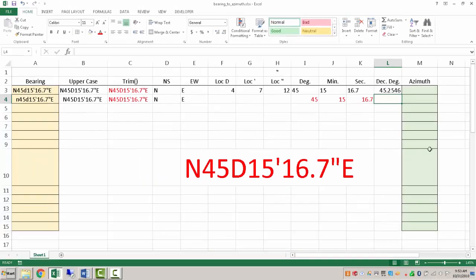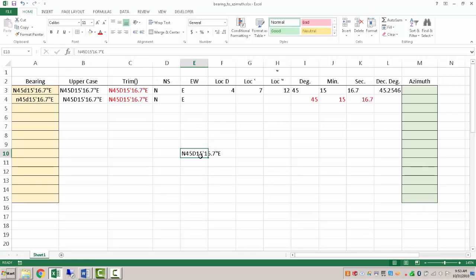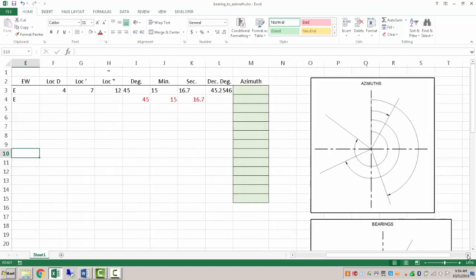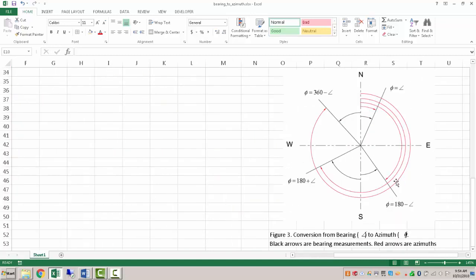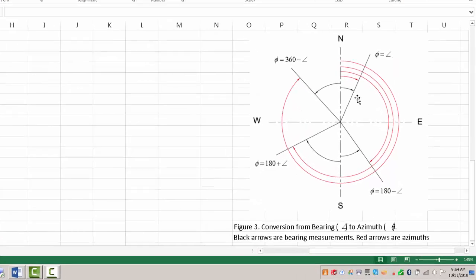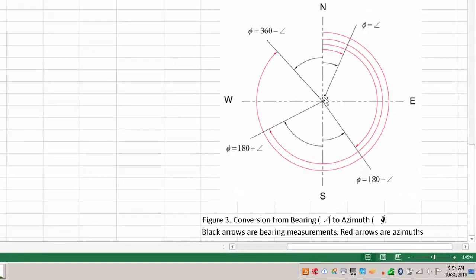So once we have that information, what we are left to do here is I'm going to use a format painter and just redo that format so it's not excessively large. What we need to do is use some logic to figure out our azimuths. So here is the logic that we need to implement, and what we need to decipher is whether we're in the north or south hemisphere, and then east or west section here.